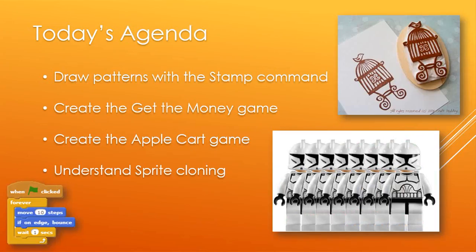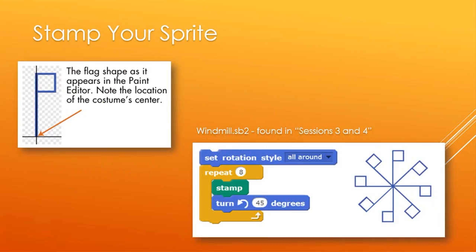So this is our agenda. We're going to start with stamps. Everyone knows what a normal stamp looks like. Now we're going to do stamping in Scratch. We're going to create a Get the Money game, which is similar to Whack-a-Mole. Have any of you ever played Whack-a-Mole? What happens in Whack-a-Mole? Like a mole comes out of the ground. Yes, something like that. Then we're going to create an apple cart game. And then we're going to go over the whole cloning thing a bit more in detail if we have time, to explain some of the finer issues that go with cloning.